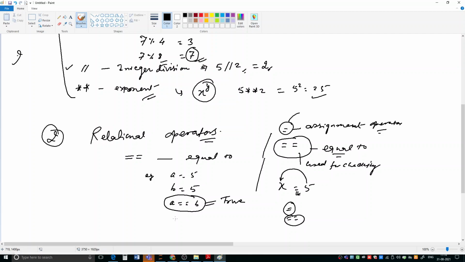Then suppose you are writing b equal to 6. Now if you are writing a double equal to b, what will you get this time? a is 5, b is now 6. So are they equal? No. So this time you will get false. Understood all of you? Yes, sir.